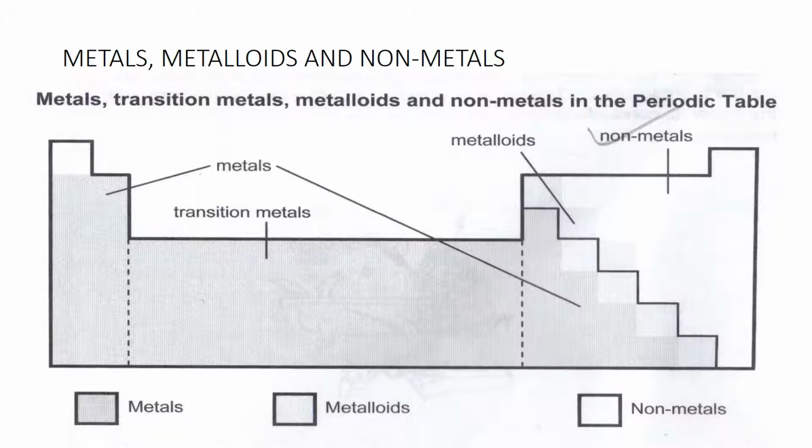In this video, we're going to talk about metals, metalloids, and nonmetals. Metals are found on the left of the periodic table. Metalloids are found on the right of the periodic table with nonmetals. So metalloids are found between metals and nonmetals.